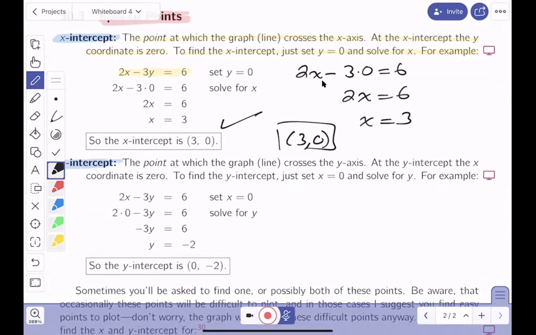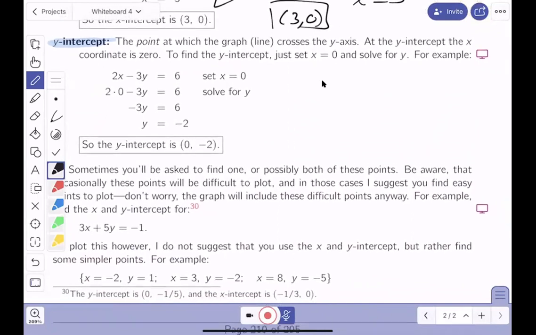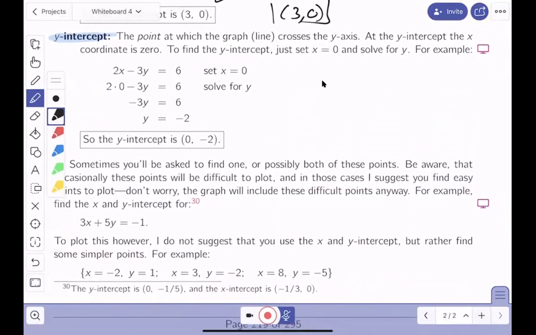Let's do the y-intercept. Let's read it to you. The y-intercept is the point at which the graph, in this case a line, crosses the y-axis. At the y-intercept, the x-coordinate is 0. To find the y-intercept, just set x to be 0 and solve for y. Well, let's do that.